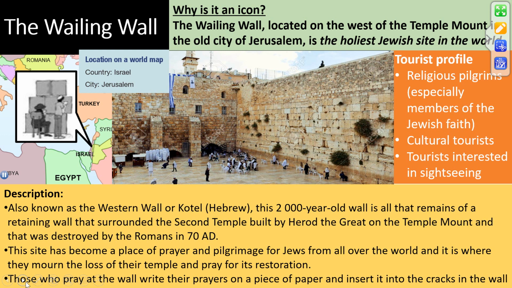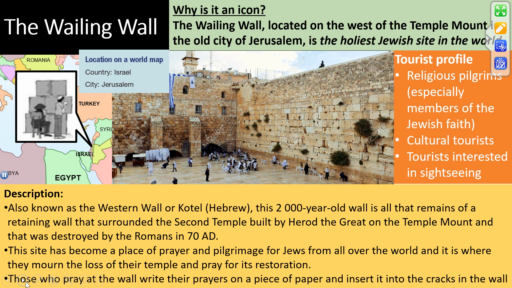When looking at the description, you will note that it is also known as the Western Wall, but in your studies you are expected to refer to it as the Wailing Wall. It is 2,000 years old, and it is all that remains of a retaining wall that surrounded the second temple built by Herod the Great on the Temple Mount, and it was destroyed by Romans in 70 AD.